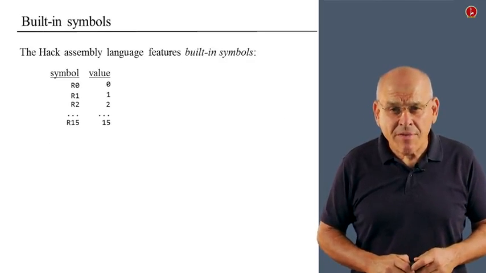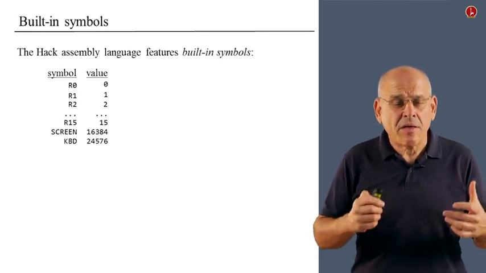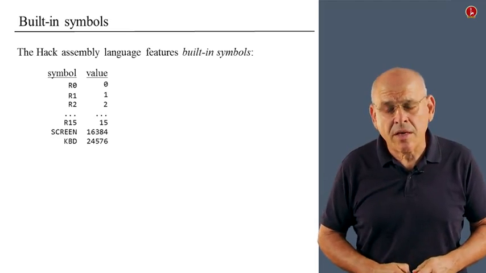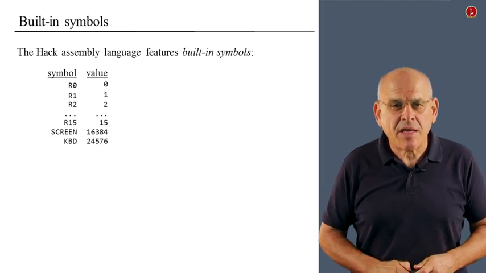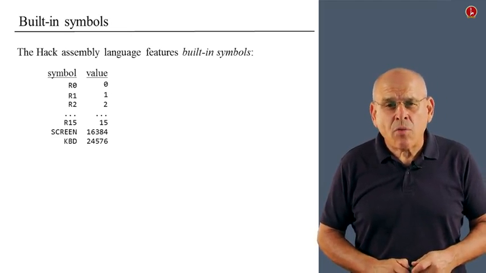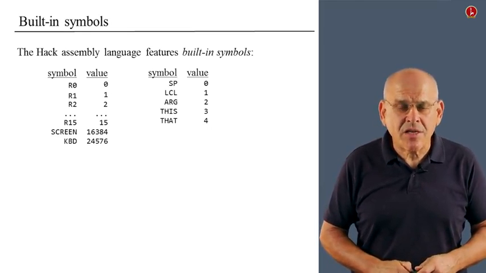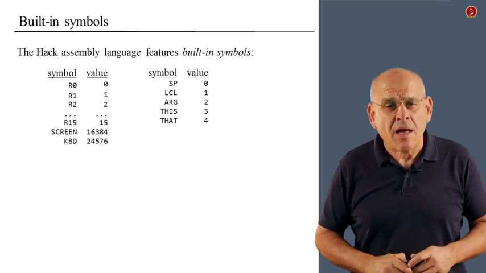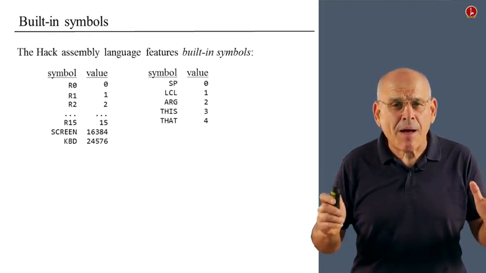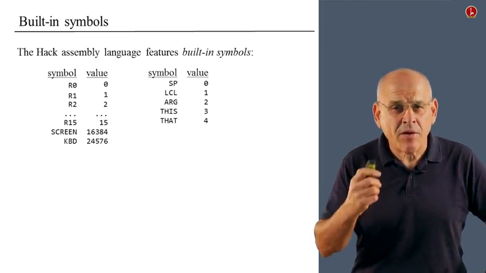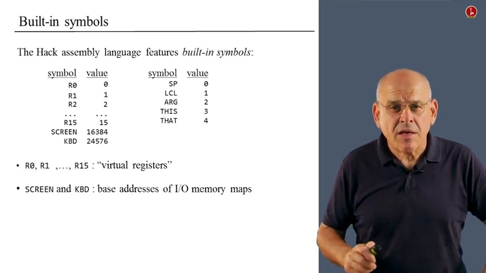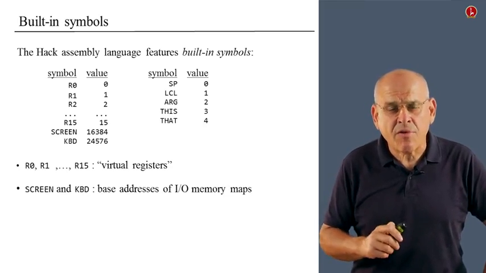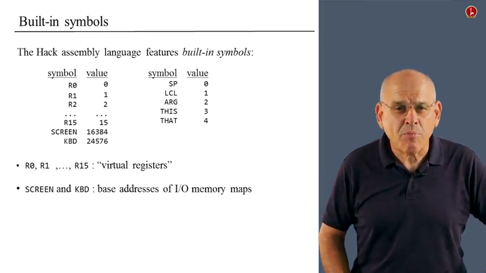What other symbols do you have in the language? Well, we also have SCREEN and KBD, which we discussed previously in one of the units. They stand for the base addresses of the screen and the keyboard memory maps. And we also have a set of 6 additional symbols that we don't really use in this course. So let me wrap up the built-in or predefined symbols in the Hack language. We have 16 virtual registers. We have 2 symbols that stand for base addresses of input-output maps.